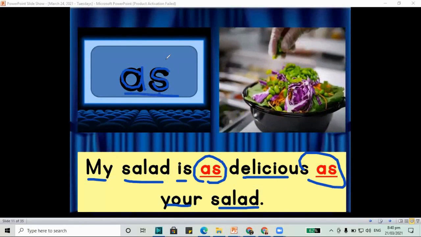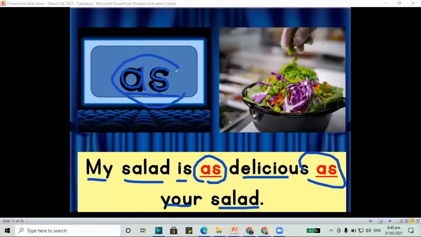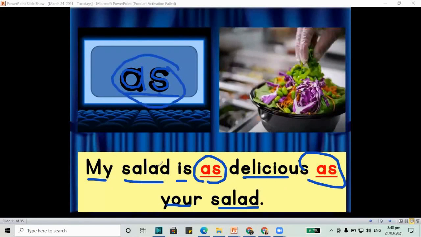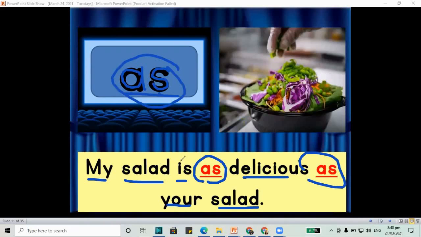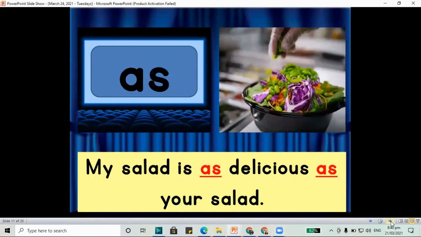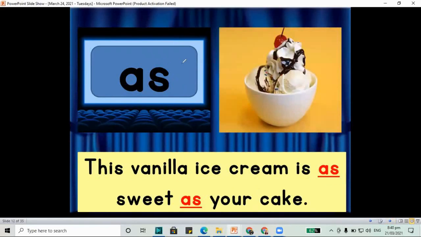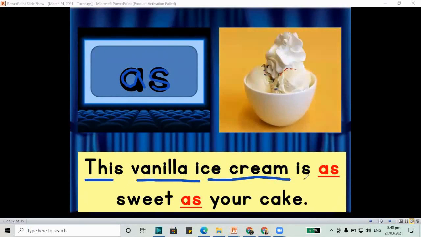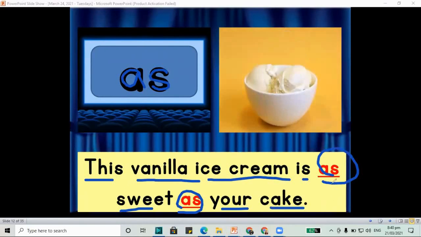And if we have the word as in our sentence, it means they are the same. Just like my salad, it is as delicious as yours. We have the word as. We also have another one. A and S makes the word as. This vanilla ice cream is as sweet as your cake. We have the word as.